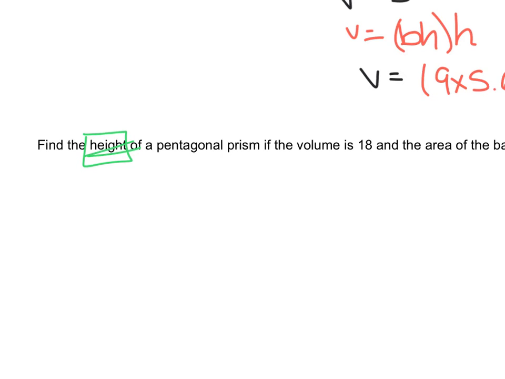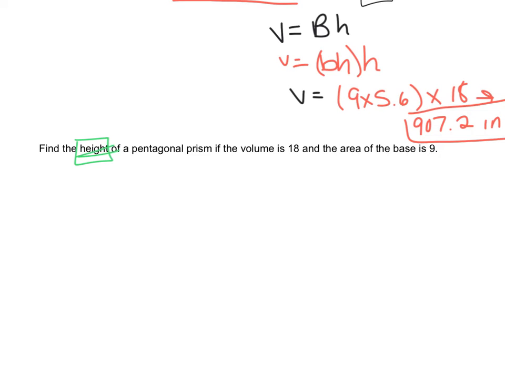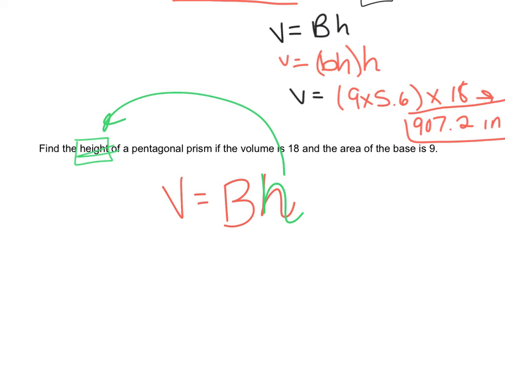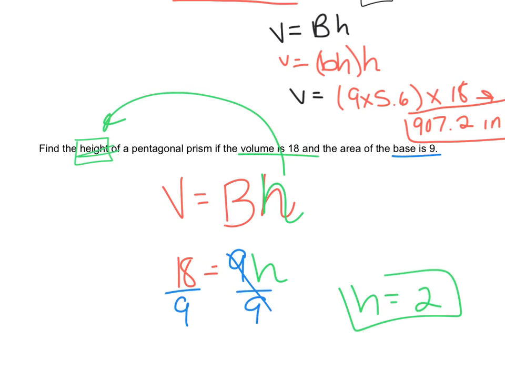So in this question, we want to find our height. So we're going to zoom out a little. So we know volume is equal to big B, little h. I'll put that in green. That way we know that it goes with this. We know the volume is 18. So 18 equals the area of the base is 9. And I want to find h. Well, that's a one-step equation. I divide both sides by 9. And I get h equals 2. So my height is 2. And that's all you're doing for that question.